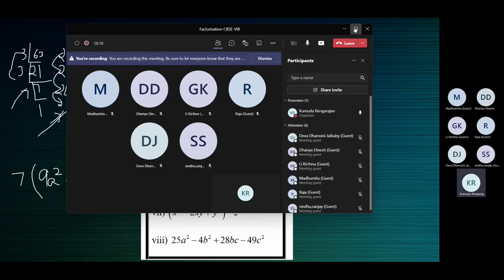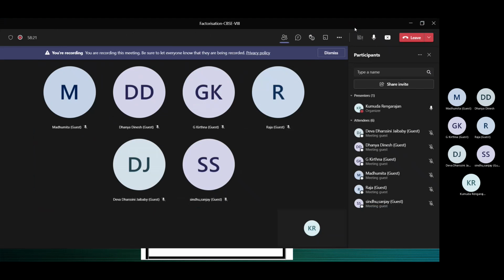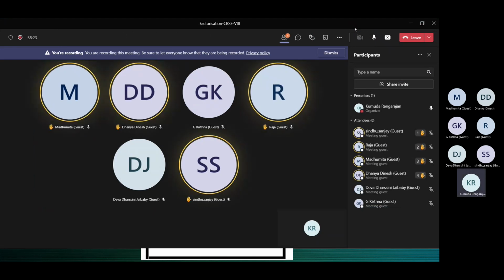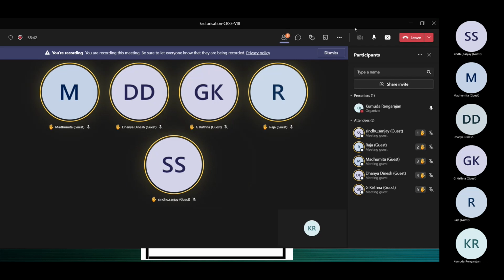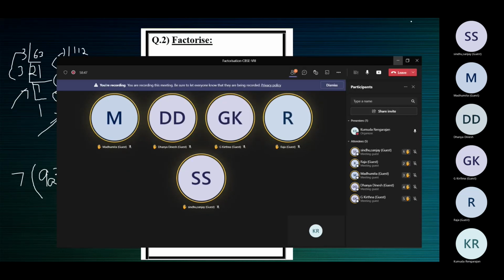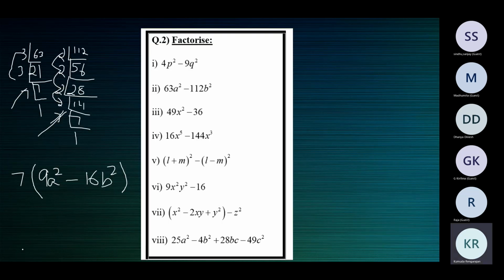Class, use the emoji. Raise your hand. Sanjay and Sindhu, Raja, Madhumita, Danya, Kirtana, Devadarshini. All right. Fine.